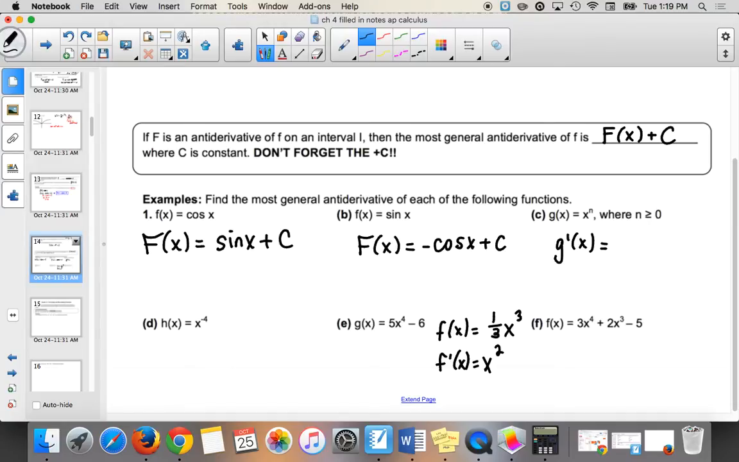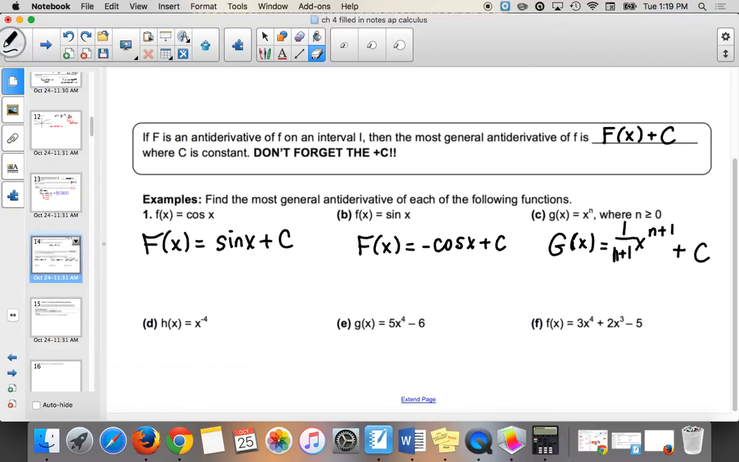So what's our formula? If I have x to the n, I need bigger. I need x to the, sorry, I did g prime. Sorry, that should be capital G. All right, it's going to be x to the n plus 1, right? Add 1 to the power, because originally we subtract when we do the derivative. Not 1 over n. 1 over n plus 1, exactly. Plus c. So you add 1 to the power, you divide by the new power.